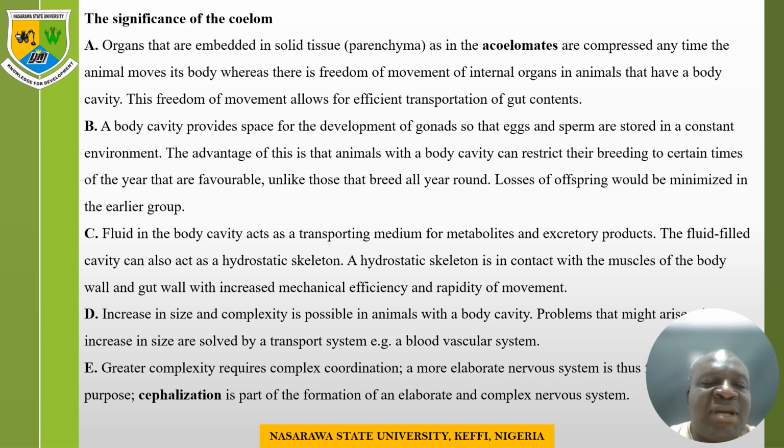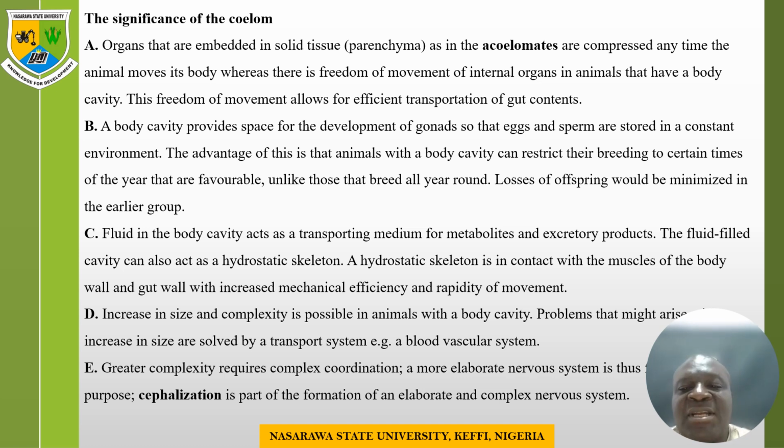Because no organism that is living, especially animals, lacks the ability to move from one region to another to enable them to meet their need in terms of feeding. The next important point is the increase in size and complexity. This is possible in animals with a body cavity. Problems that might arise in the increase in size are solved by transportation, e.g. the blood vascular system. The challenges that the organism is supposed to face due to the complexity are already solved by the presence of this coelom. There is greater complexity that is also required in coordination.